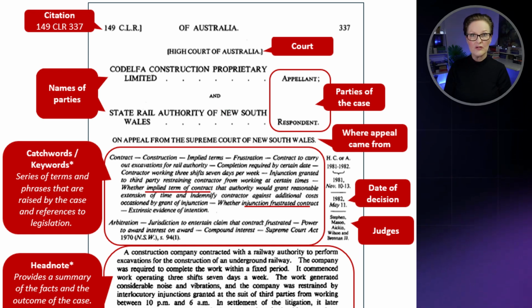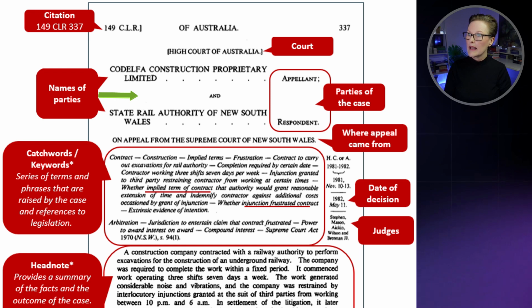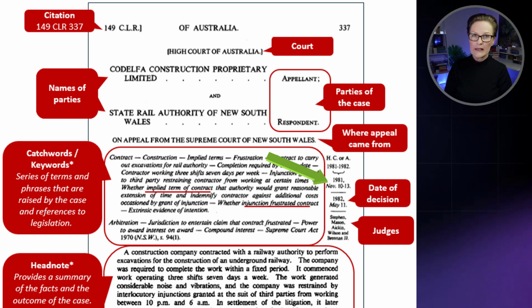Then confirm that you identify who the parties are. So we can see here that Cadelpha Construction Proprietary Limited is the appellant, and State Rail Authority of New South Wales is the respondent. Then you look at the dates, and we can see that here over on the right hand side, and you can also see who the judges are.